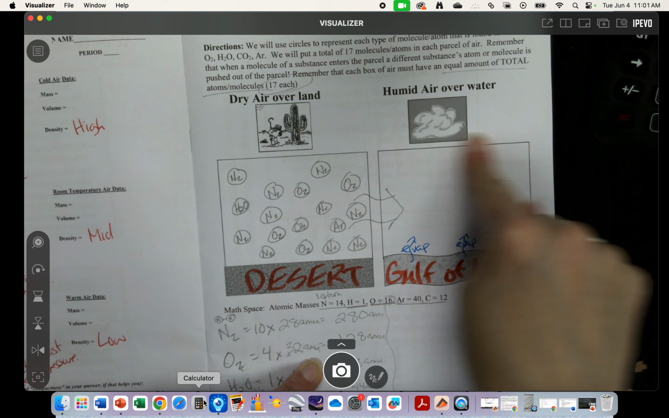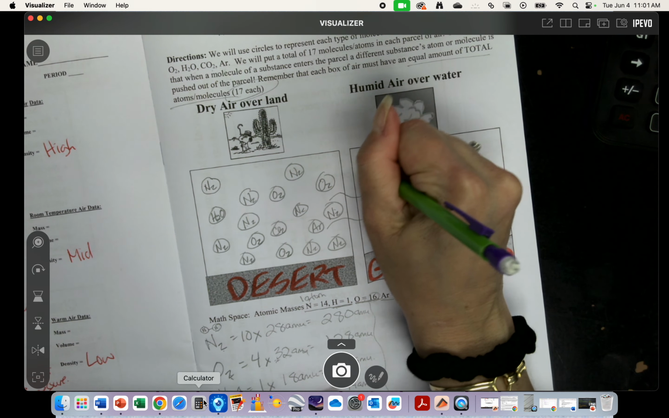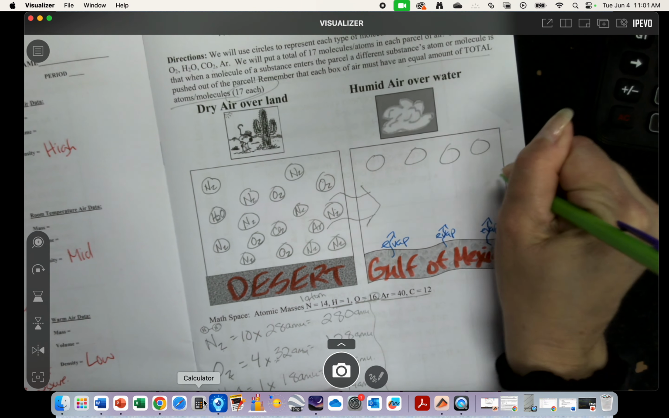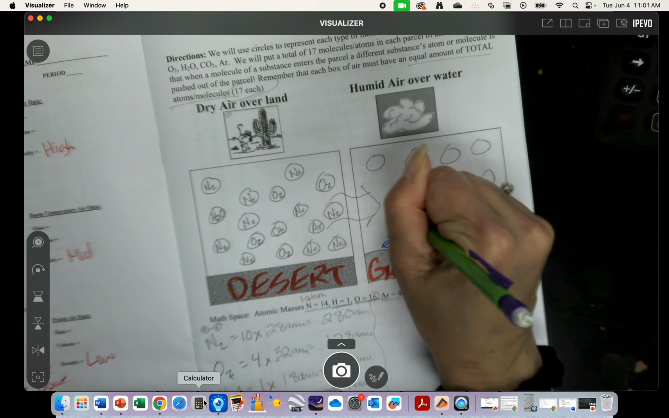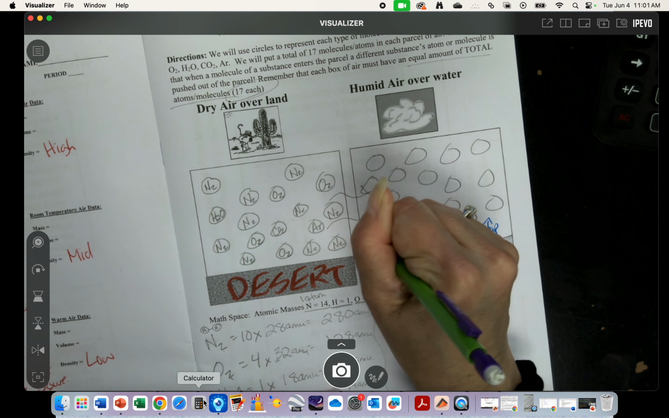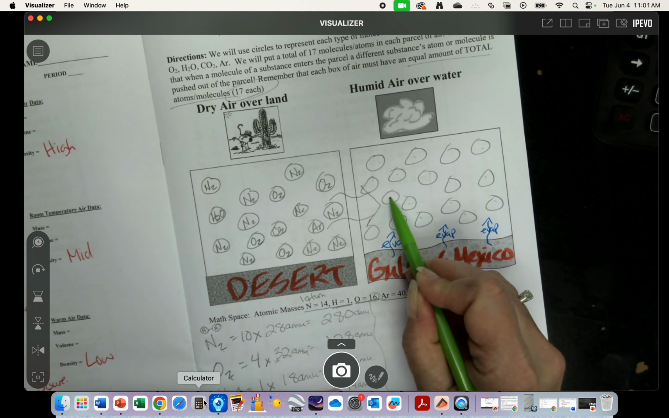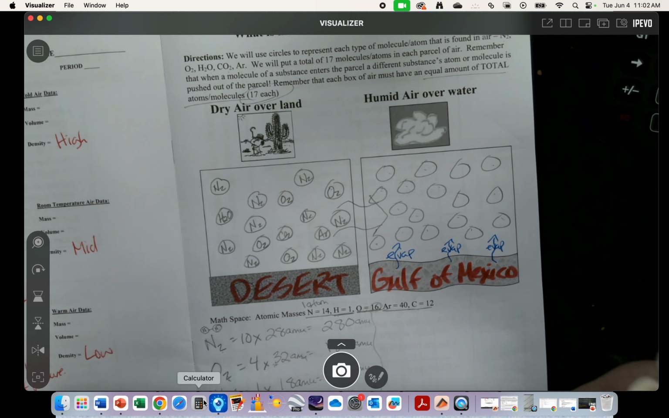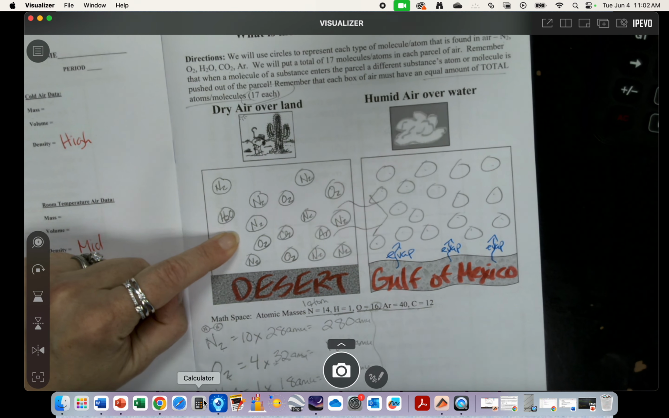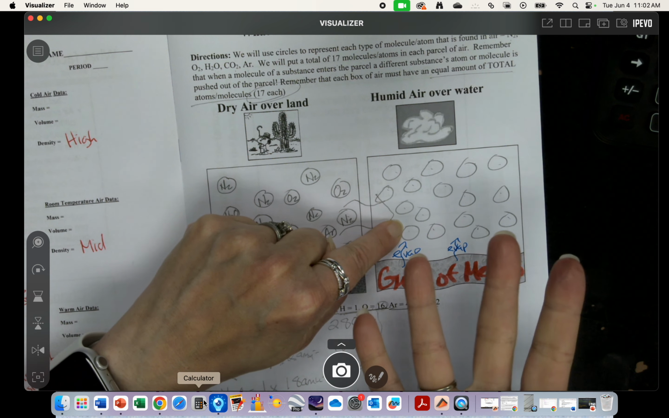Because how many circles are we going to draw in this parcel? We're still going to draw 17, so make 17. Okay. We're going to increase the amount of water vapor first, so we're going to draw H2Os. Now we had 1 H2O over here. How many should we put over here? We'll do 4.